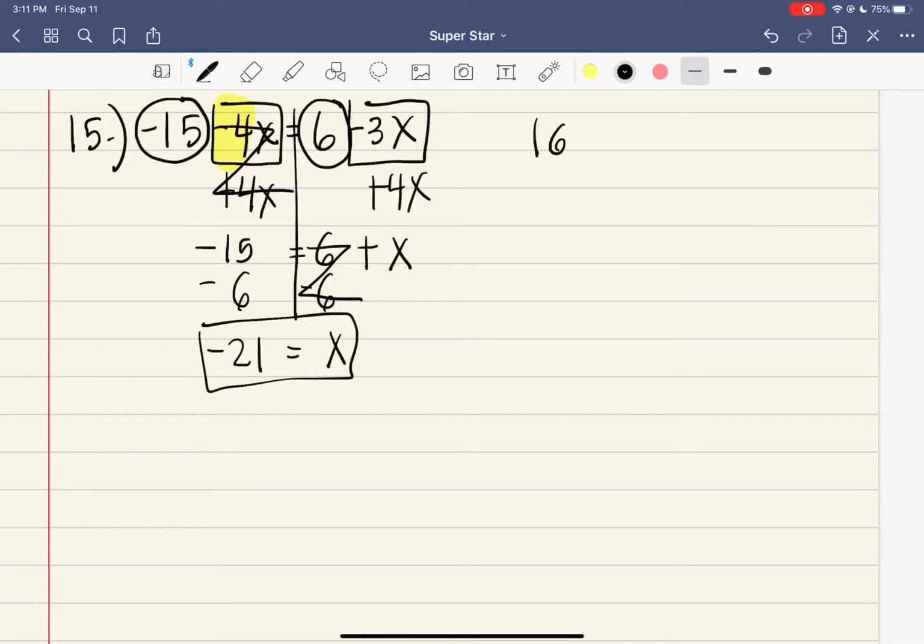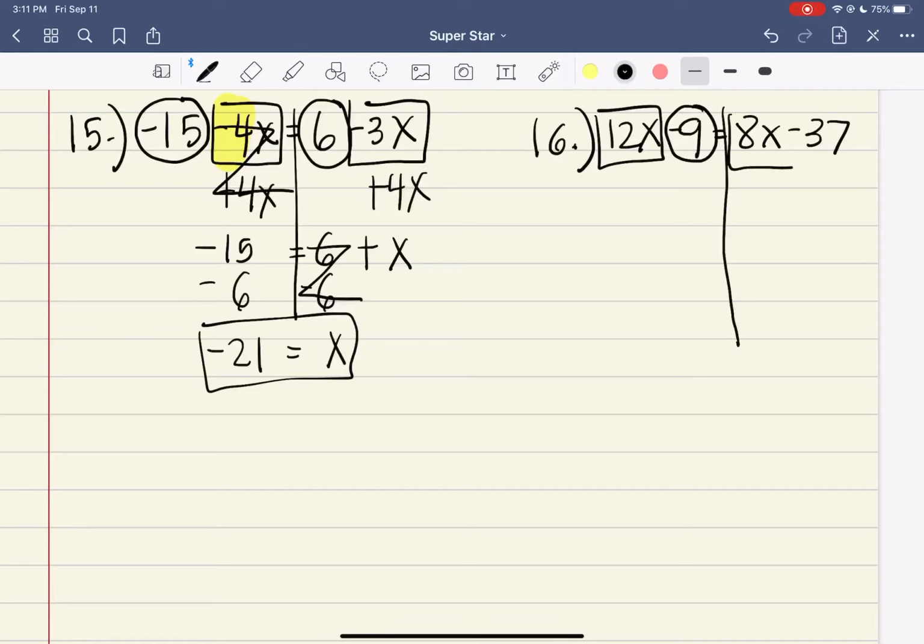All right, number 16. 12x minus 9 equals 8x minus 37. So this is our box, our circle, our line, box our variables, circle our constant. So now we have no like terms, but we do have variables on both sides. So it means we need to identify our least coefficient, which is 8. And then we're going to subtract 8x from both sides.